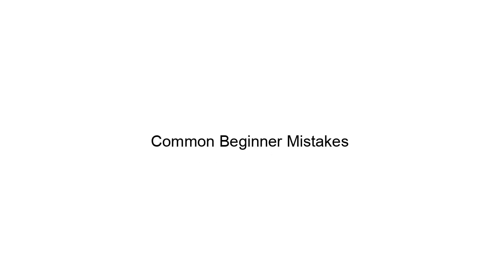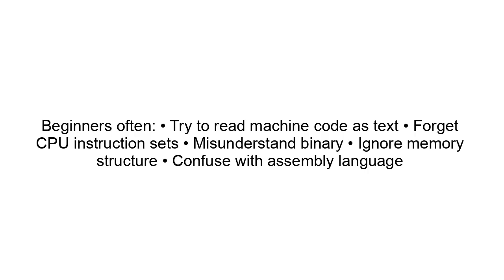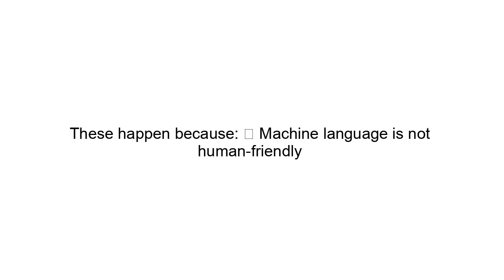Common beginner mistakes. Beginners often try to read machine code as text. Forget CPU instruction sets. Misunderstand binary. Ignore memory structure. Confuse with assembly language. These happen because machine language is not human-friendly.